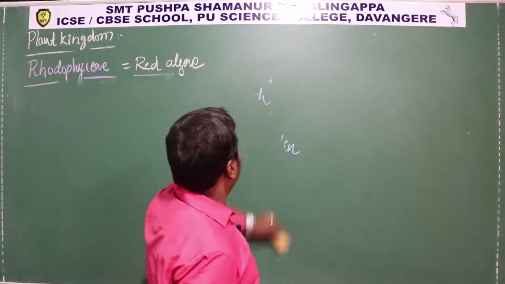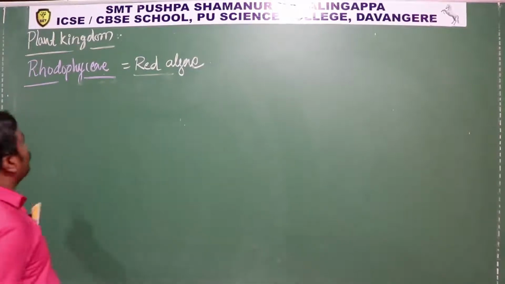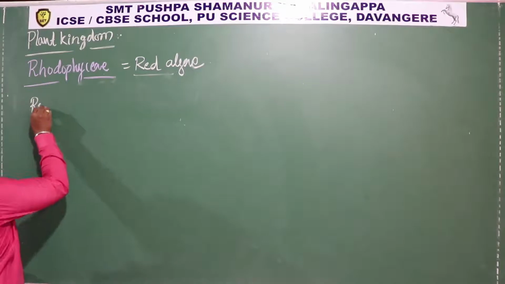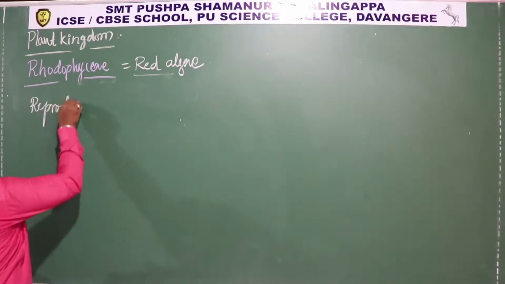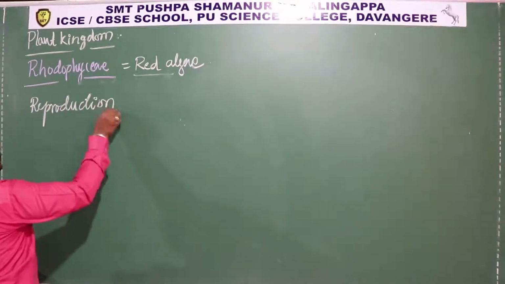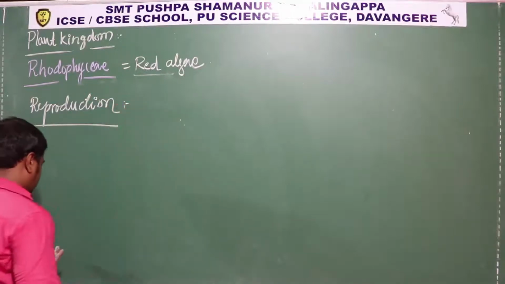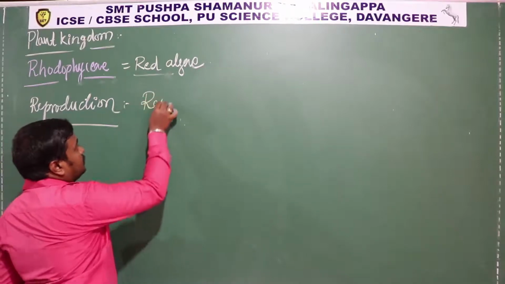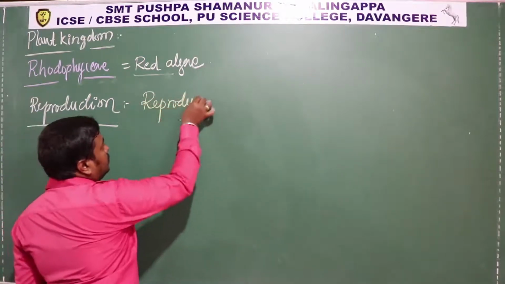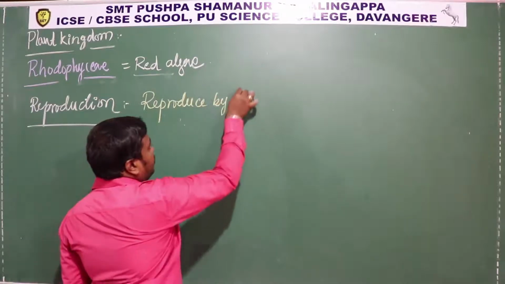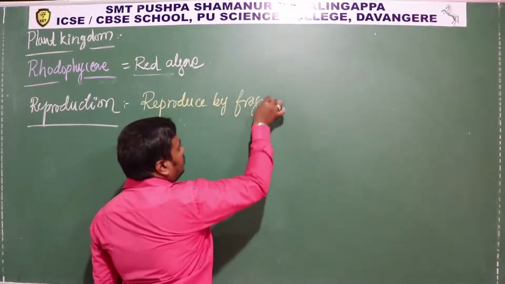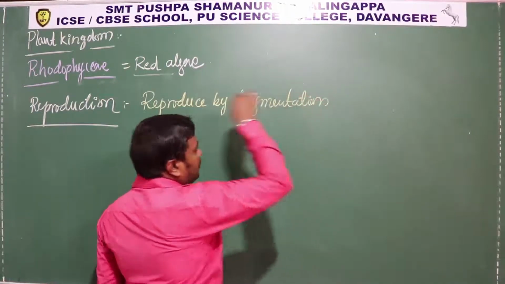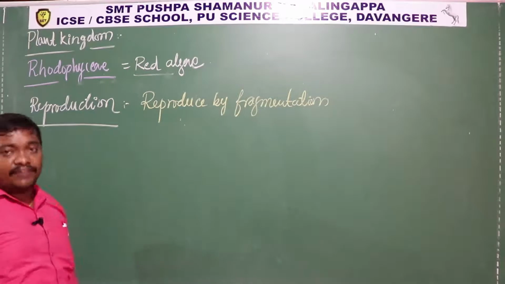Okay, how do rhodophyceae members reproduce? Okay, come to the reproduction. So these rhodophyceae reproduce by fragmentation. Okay, so fragmentation is the asexual or vegetative method.